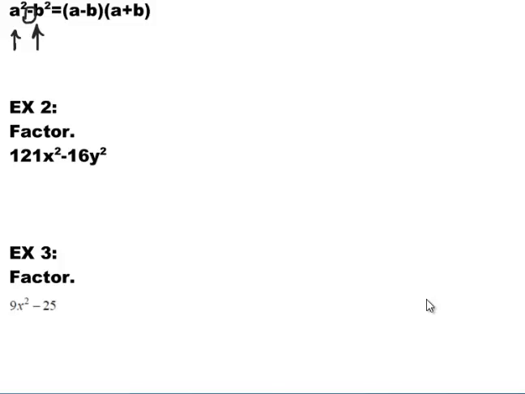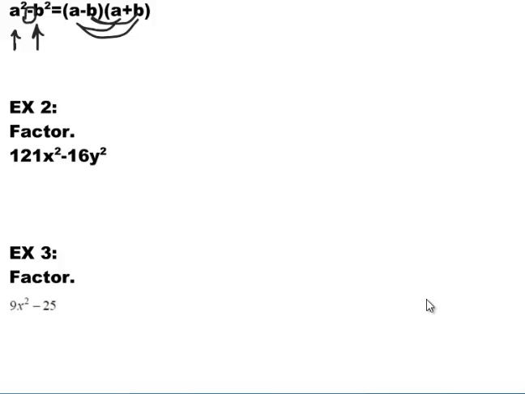Now, if you can find this type of binomial, then you can say that a squared minus b squared is a minus b times a plus b, difference of squares. You can check this by multiplying the terms together, and you're going to end up with a squared minus b squared. The first example is 121x squared minus 16y squared.